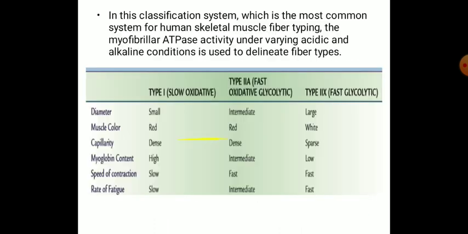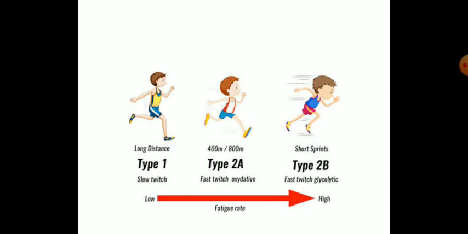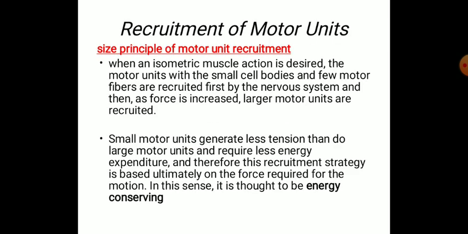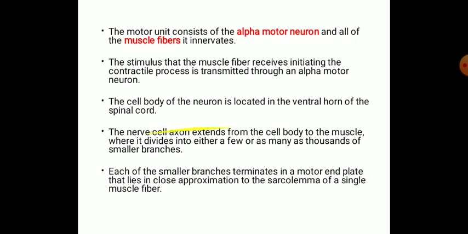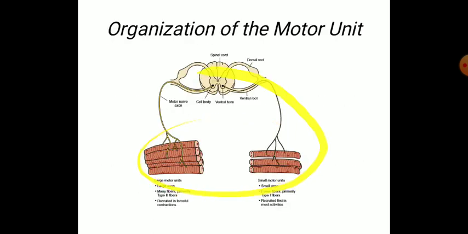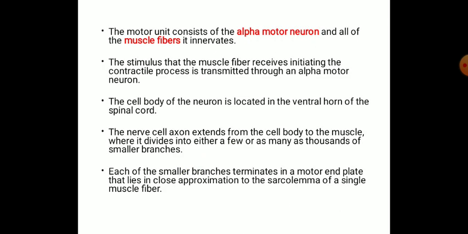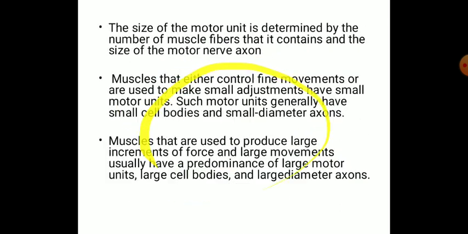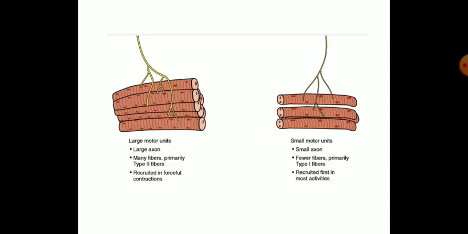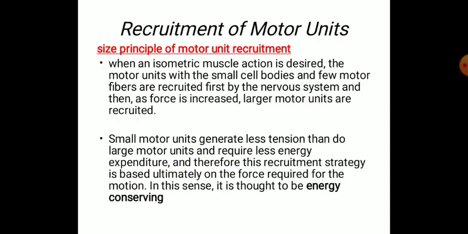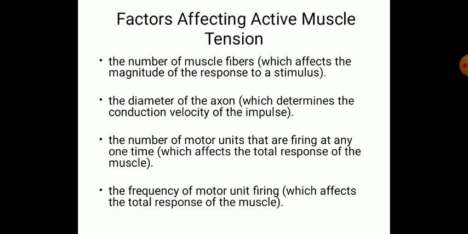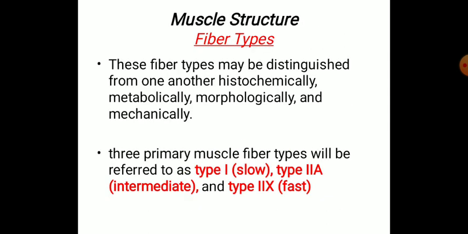So that can be concluded. In this class we have discussed what a motor unit is, what the basic structures involved in a motor unit are, what can determine the motor unit, what factors are involved in motor recruitment, how motor unit recruitment basically happens, what factors affect muscular tension, and what the muscle fiber types are. There are three types, and how each of these is differentiated from one another.